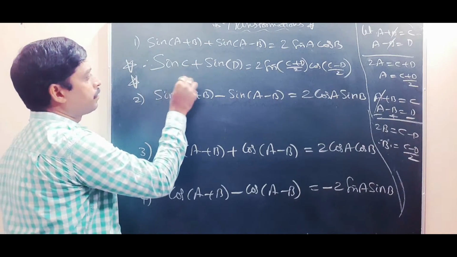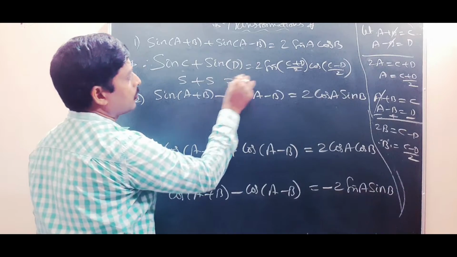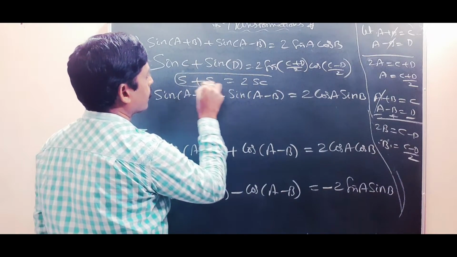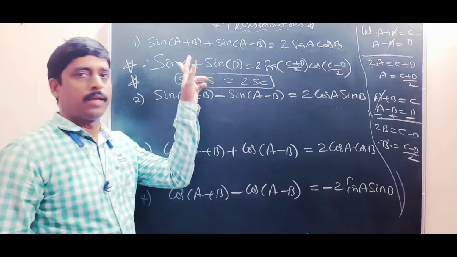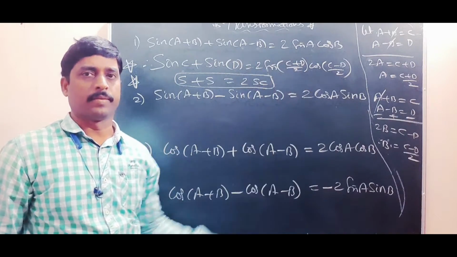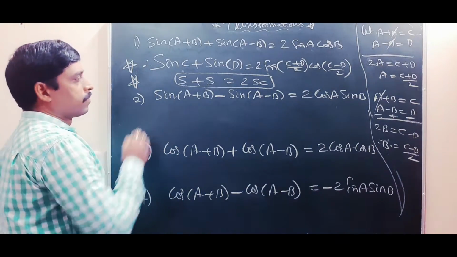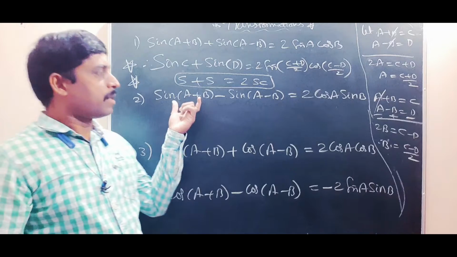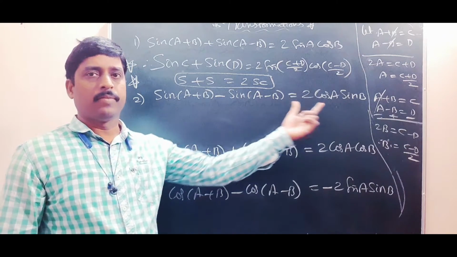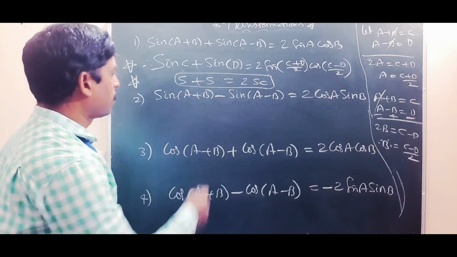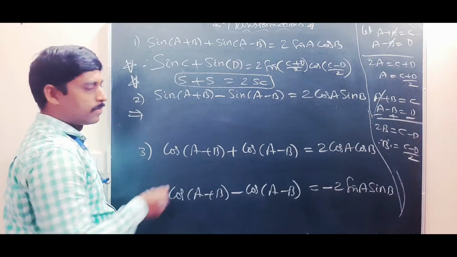And the coding is S plus S is equal to 2SC. What is the coding? S plus S is equal to 2SC. Okay, now I am going to explain sin(A+B) minus sin(A-B) equal to 2 sin A cos B. So convert into terms of C and D.